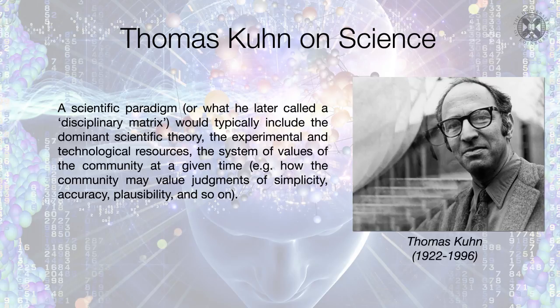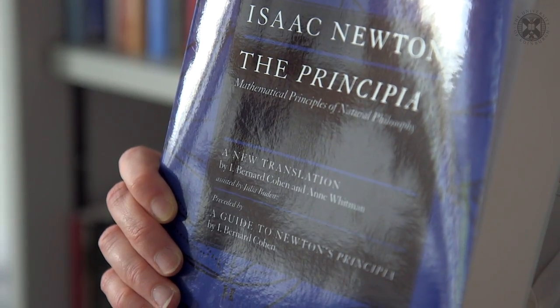Kuhn didn't define exactly what a scientific paradigm is, but roughly, a scientific paradigm includes the main scientific theory, the experimental and technological resources endorsed by the community at the time, as well as the system of values of that community. So the kind of values like simplicity, mathematical elegance, parsimony, and others that scientists deem valuable. During periods of normal science, according to Kuhn, a scientific community works on a well-defined textbook. For example, in the case of Newtonian mechanics as a scientific paradigm, the main textbook would be Newton's Principia. And all the scientific activity consists in solving problems and specific puzzles arising from this textbook tradition.